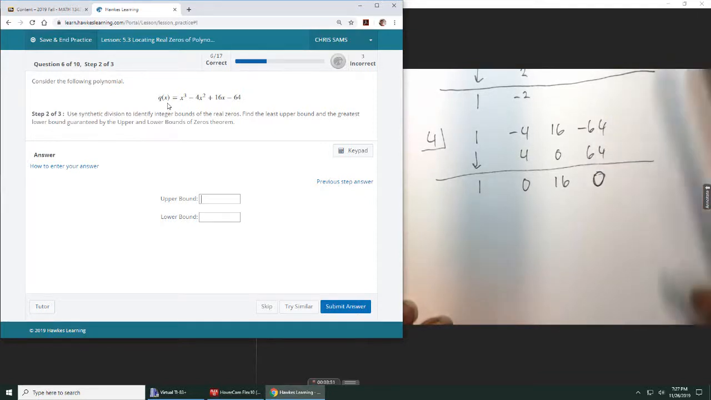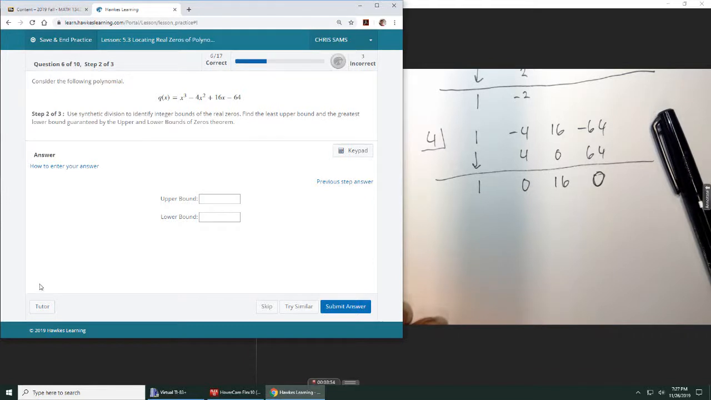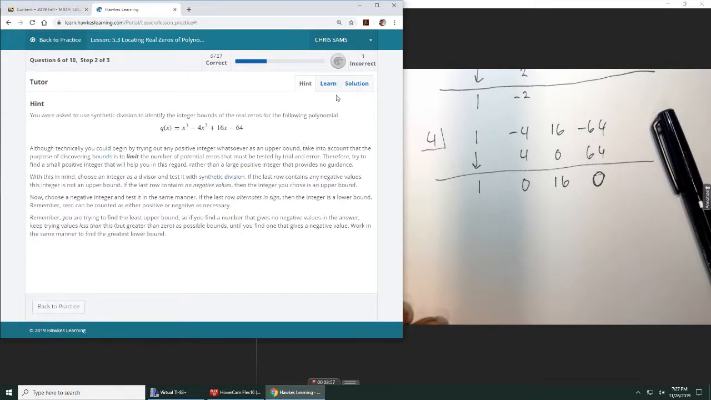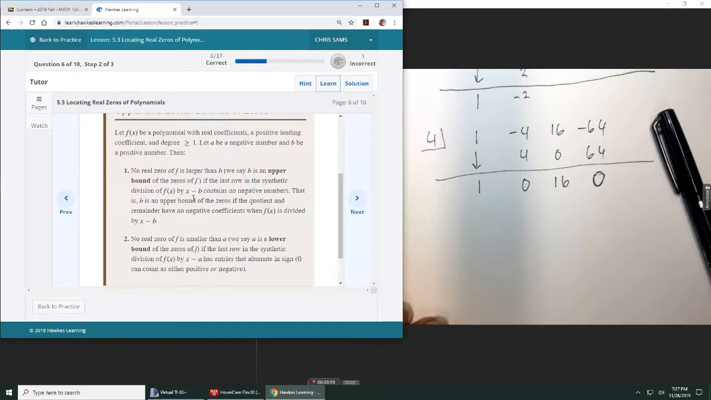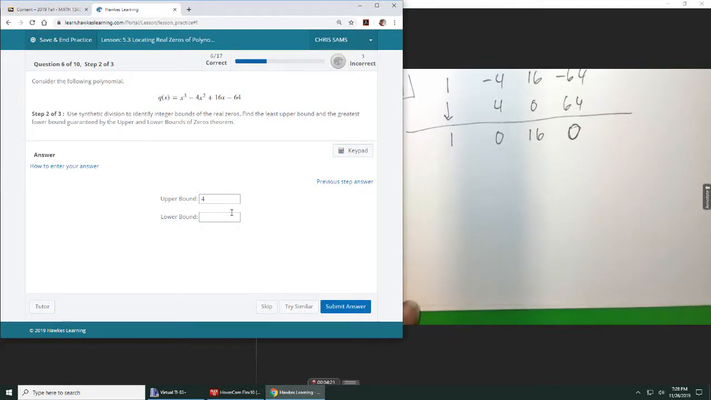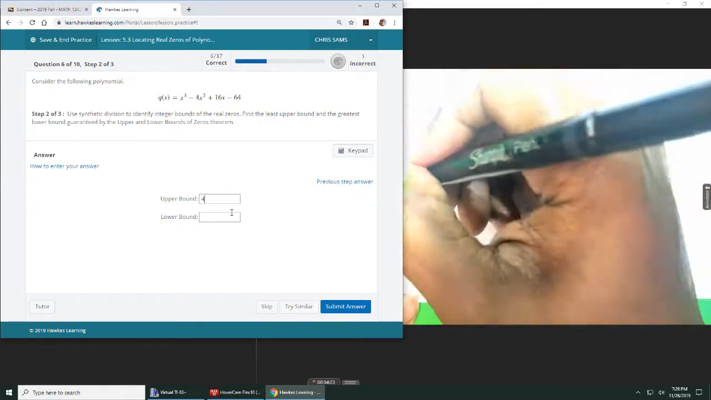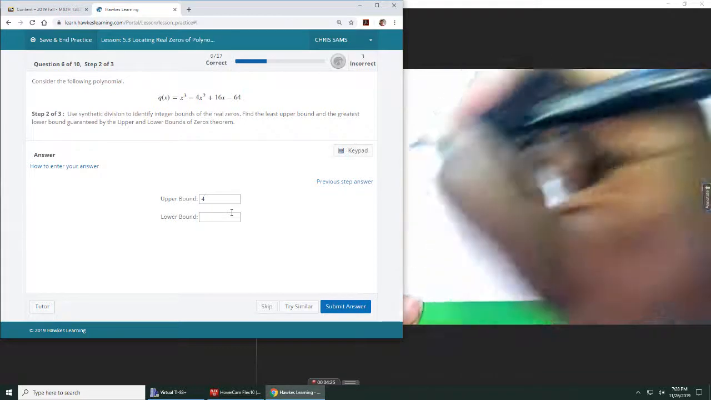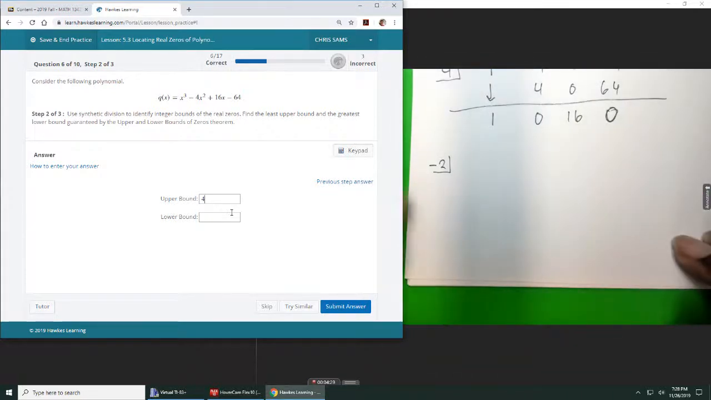Okay, so the rule says, let's go back and verify it. I believe 0 can count as positive or negative when you think about sign changes. It says it can't have any negatives. Okay, so we're going to say that 0 is our upper bound. I'm sorry, not 0, 4. Because when we did 4 with synthetic division, everything came out positive. Okay, and now we need to find the lower bound. So lower bound wants us to have alternating signs. So again, I'm going to start with negative 2. I'll start out with negative 2, and then I'm going to go to smaller negative numbers from there.